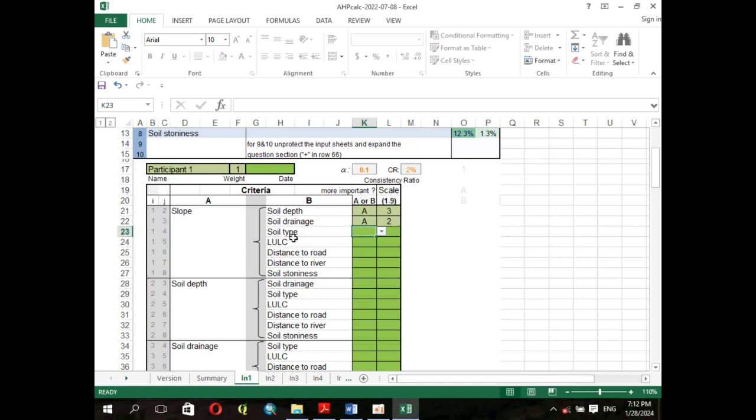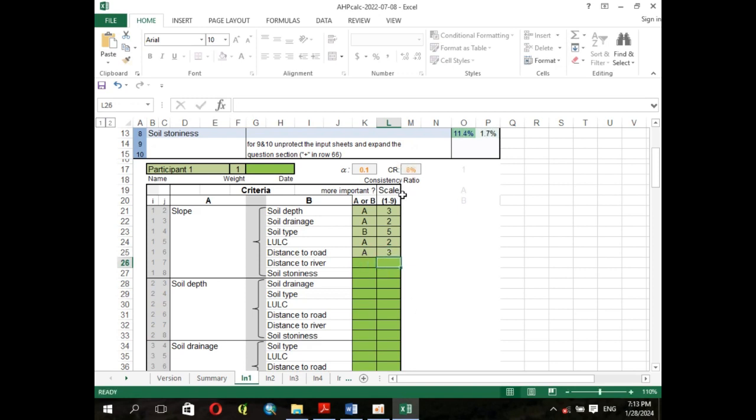Let me say the slope with the soil type. In this case, soil type is very important. Let me assume by how much? By 5. Let me give 5. And slope with land cover. Let me say slope is important by how much? By 2, for instance. And the slope with distance to the road, the slope is very important, by how much? Let me say 3, for instance.